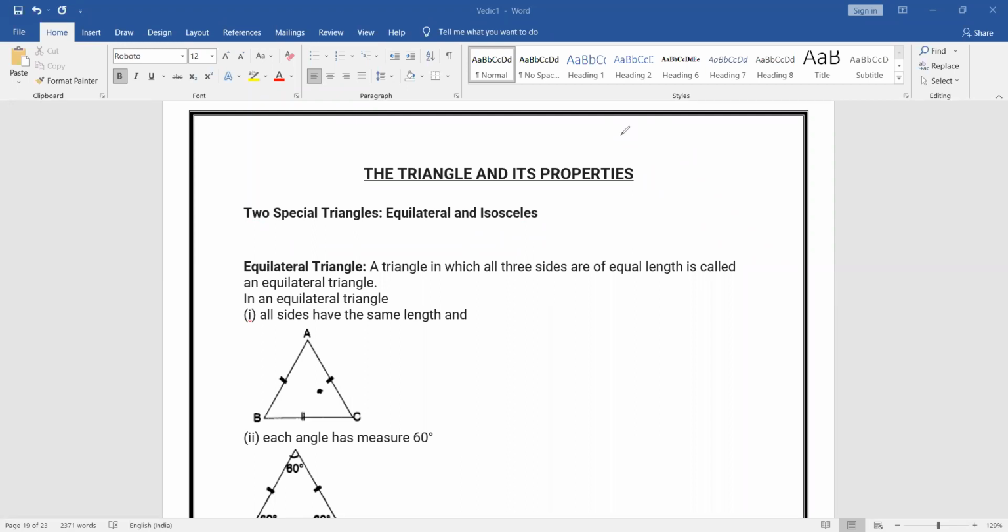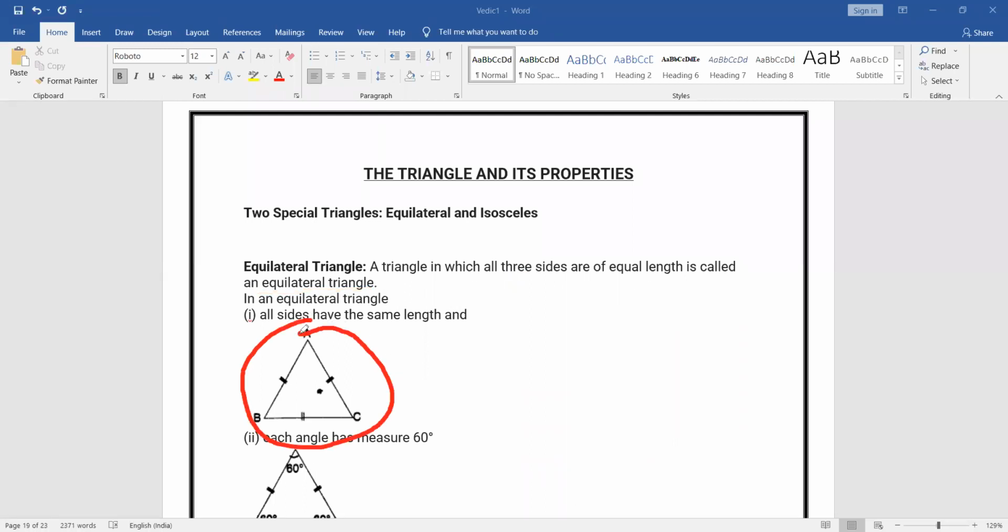So just see, in the beginning of this chapter also we have discussed the equilateral triangle, isosceles triangle, scalene triangle. So what is an equilateral triangle? In an equilateral triangle, three sides of a triangle are of equal length. If three sides are of equal length, it is known as equilateral triangle.